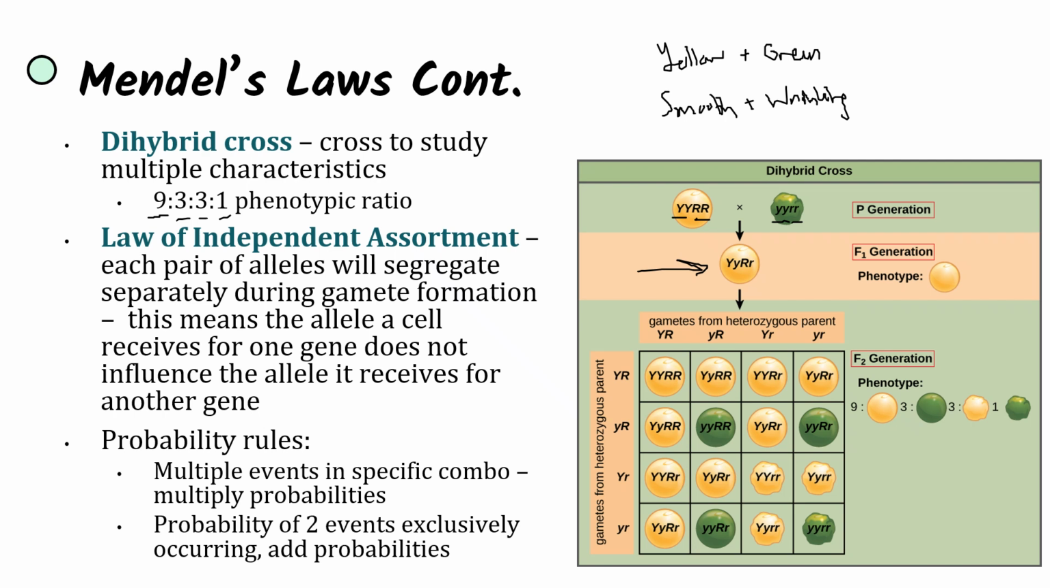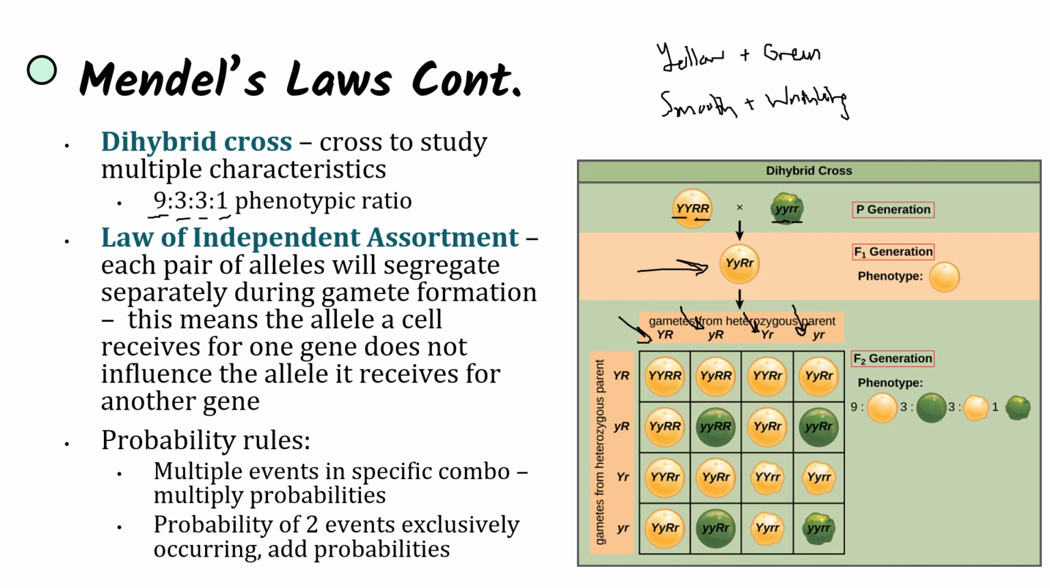So each pair of alleles is going to segregate separately during gamete formation, meaning that the allele a cell receives for one gene does not influence the allele it receives for another gene. This means that having a smooth pea and having a yellow pea don't go together. Each allele is accounted for separately. It assorts independently. The gametes separate independently. So we have all these combinations. We have dominant dominant, recessive dominant, dominant recessive, and then recessive recessive, because each one of these pairs of alleles is segregating separately during gamete formation.